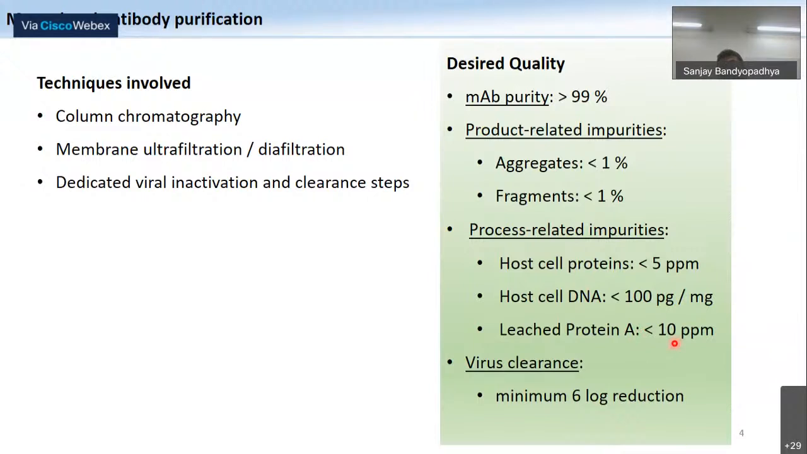And the process should be able to reduce at least 6 log virus reduction, so that at the end, when you actually present the product to a patient, there is a thumb rule that one virus particle can be present in 1 million doses, not more than that. So very, very tight control that one has to have.